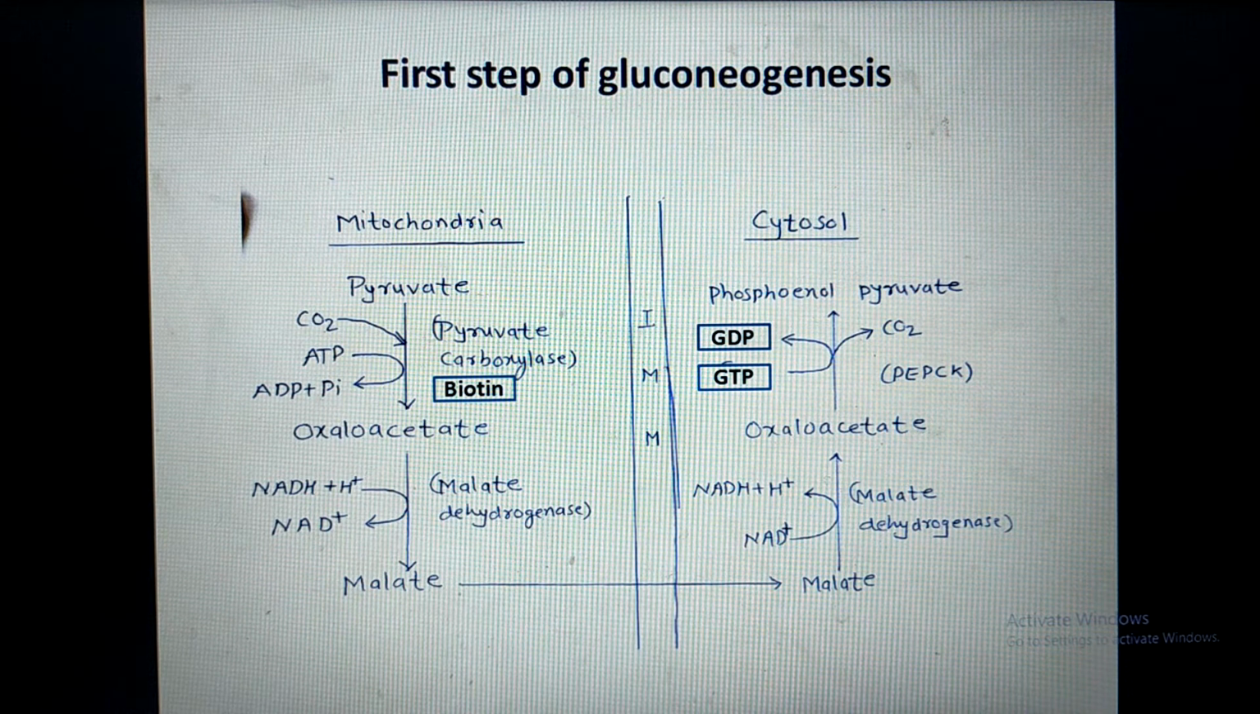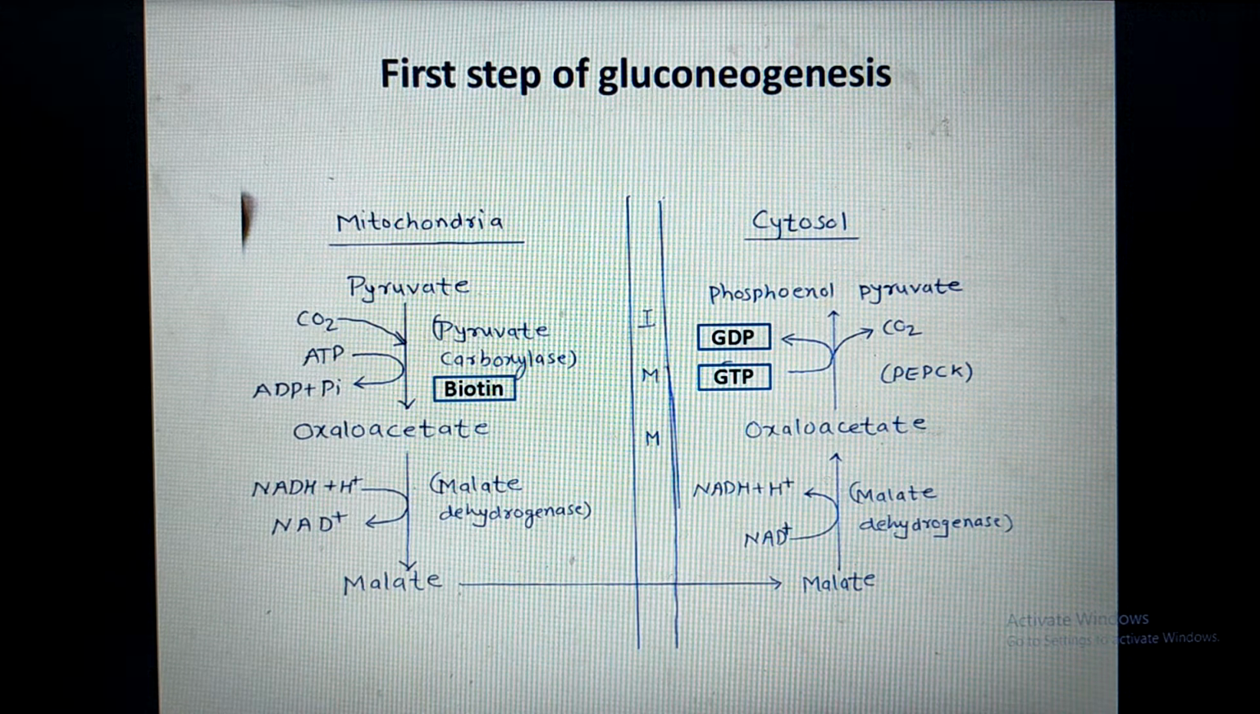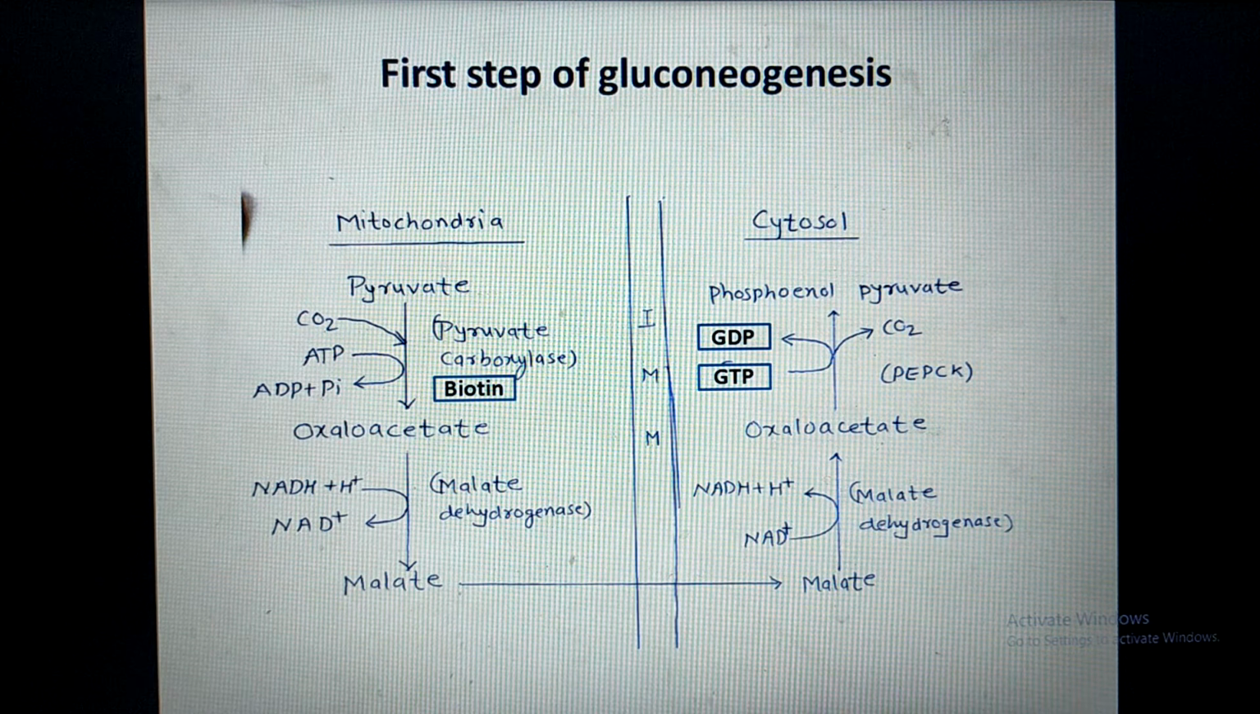The pathway of gluconeogenesis starts from the mitochondria, where pyruvate is available. This pyruvate is carboxylated to form 4-carbon oxaloacetate with the help of the enzyme pyruvate carboxylase, which requires the coenzyme biotin. To join the 2 substrates, that is pyruvate and carbon dioxide, the enzyme requires energy, which is obtained from hydrolysis of ATP. So this enzyme belongs to the synthetase class, meaning it joins 2 substrates with the help of energy.